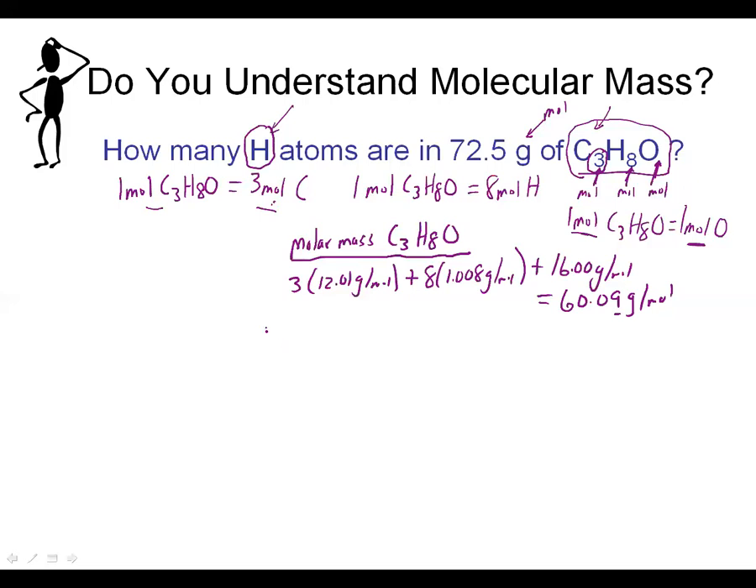So the first thing we'd want to do is take 72.5 grams of C3H8O. We're going to use our molar mass that we just calculated from the periodic table. We need to put the grams on the bottom so that they cancel.